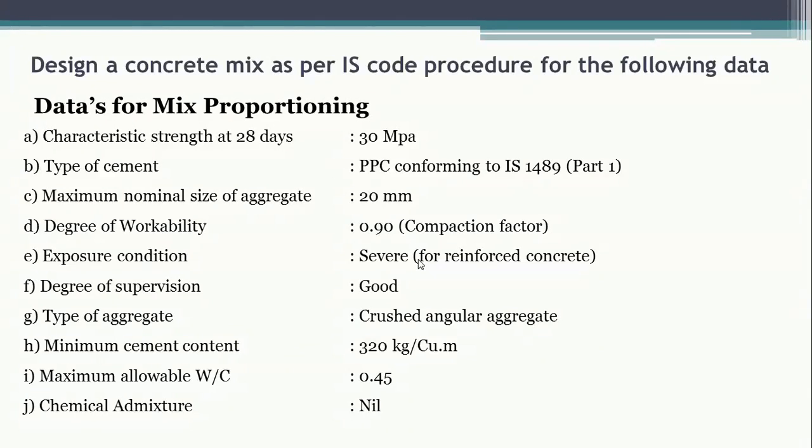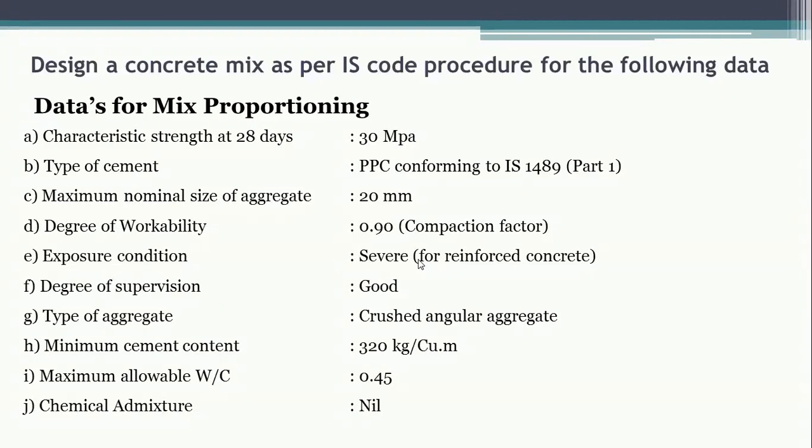Exposure condition severe, degree of supervision good, type of aggregate crushed angular aggregates. Minimum cement content and maximum water cement ratio are based on the exposure condition. I keep on repeating this every time. If the exposure condition is given, then they may not give the minimum cement content and maximum allowable water cement ratio also. If the exposure condition is given, then you have to refer to the IS 456 code book to get the minimum cement content and maximum water cement ratio.